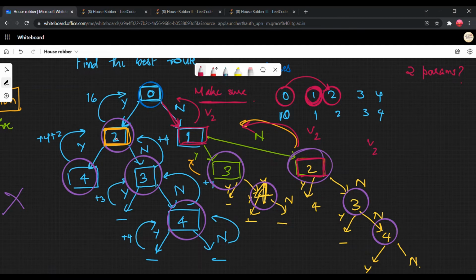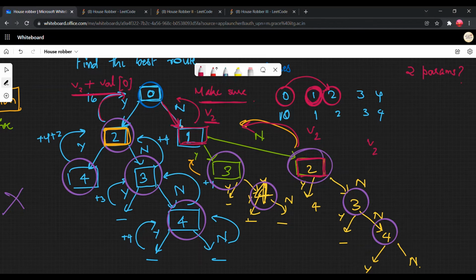But what would this be? This would also return v2, right? And what would the value reaching here be? v2 plus the value of 0, which is obviously going to be greater than v2 because I'm assuming that values are going to be positive. So quite obviously, I don't have to tell 1 to loot itself because whatever happens, I'm going to get that result anyway. So that's going to be a self check.